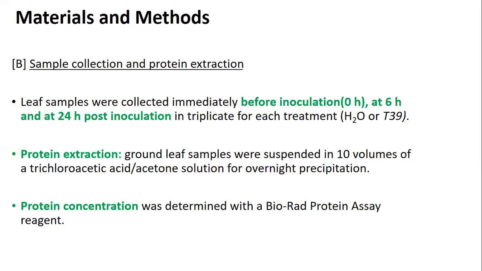The second step was sample collection and protein extraction. Leaf samples were collected immediately before inoculation at 0 hour, at 6 hours, and at 24 hours post-inoculation, in triplicate for each treatment. For protein extraction, ground leaf samples were suspended in 10 volumes of trichloroacetic acid in acetone solution for overnight precipitation. Protein concentration was determined with a Bio-Rad protein assay reagent.